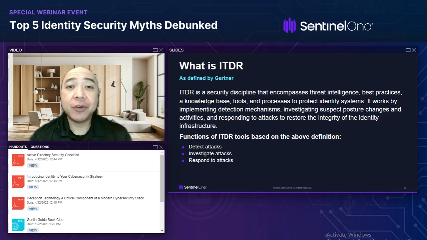So ITDR, as defined by Gartner, is a security discipline that looks at threat intelligence and best practices, and it provides a knowledge base, as well as tools and processes to protect identity systems. Notice here the emphasis on protecting identity systems, right? So you're looking at detection mechanisms, investigation mechanisms, and response mechanisms. So you're going to detect, investigate, and respond to identity-based attacks.